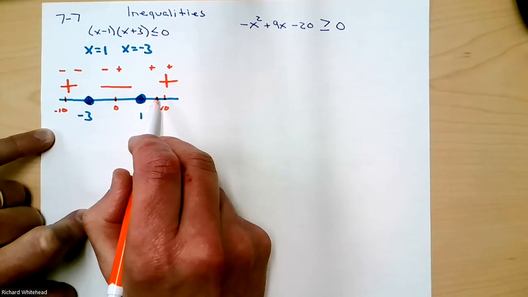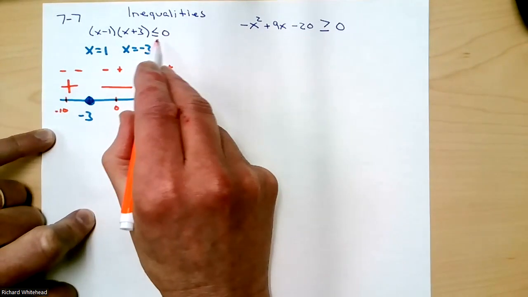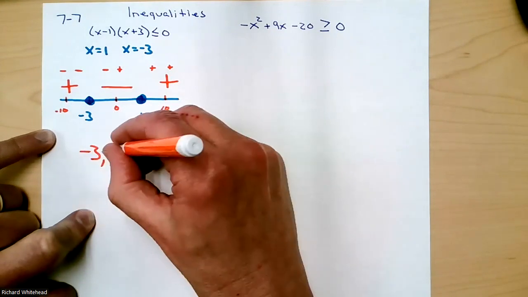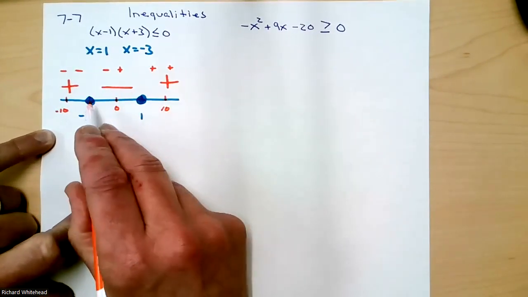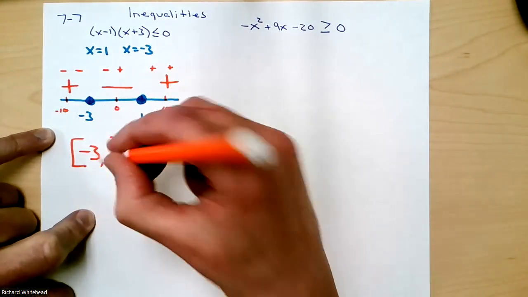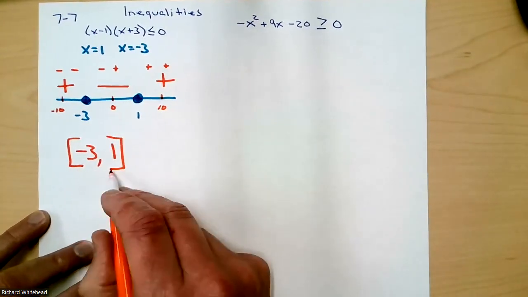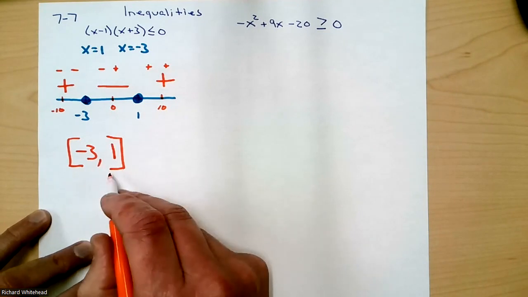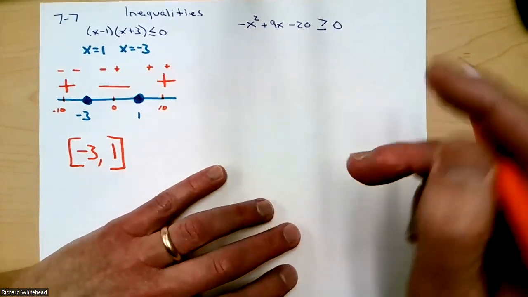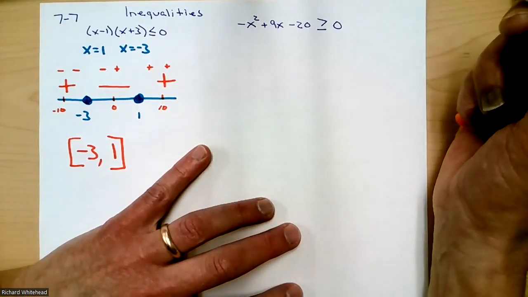So which set of answers do I want? Well, I want to be less than or equal to 0. So I want the negatives. So I want from -3 to 1. Oh no, closed circles, so brackets. You are going to have to be very careful to write very neatly, so I can tell the difference between a bracket and a parentheses, because that's going to make a big difference. And you'll see in a second.